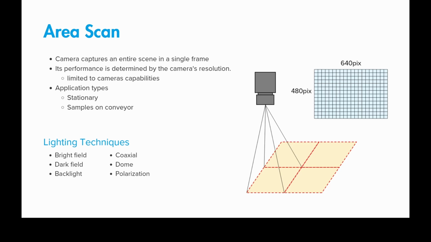When it comes to lighting techniques of area scan camera, it's all of the techniques we've talked about in our training videos, our webinars, our on-site training. You have your bright field images, your dark field, backlight, coaxial, collimation, dome light, polarization. They all come into play when you have an area scan system.